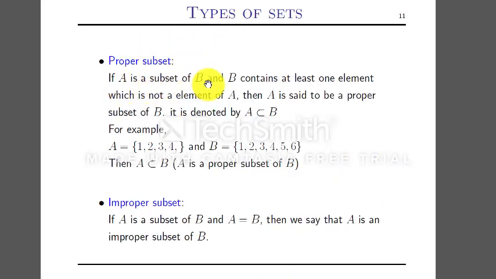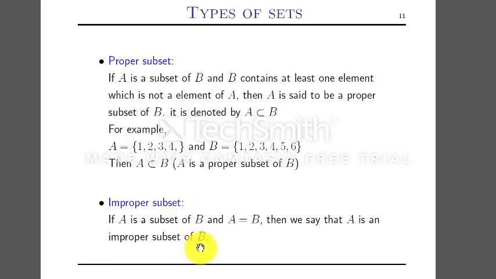Proper subset. If A is a subset of B and B contains at least one element which is not an element of A, then A is said to be a proper subset of B, and we can denote it by A is a proper subset of B. For example, there is a set A 1, 2, 3, 4 and a set B 1, 2, 3, 4, 5, 6. There are elements 5 and 6 which are not elements of A. There are extra elements in B. So we can say that A is properly contained in the set B. So A is the proper subset of the set B.